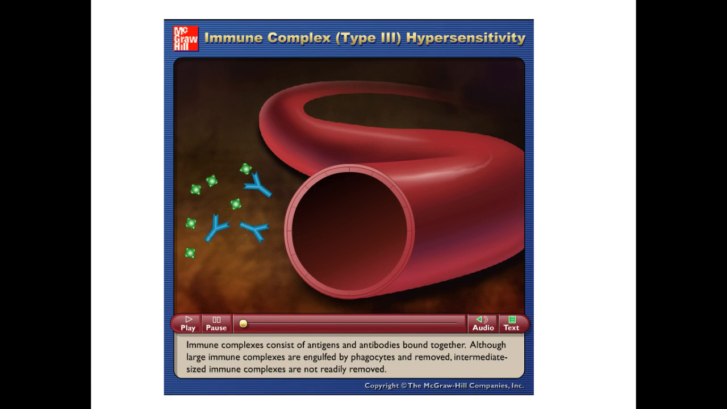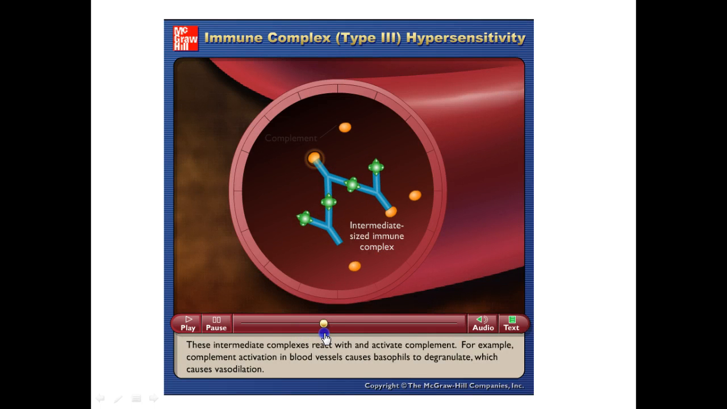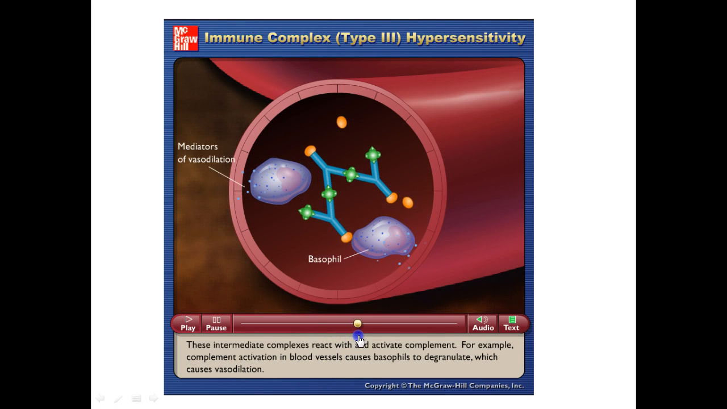So again, in order to make antibodies, you have to be exposed to an antigen, right? Produce the antibodies, and then the next time you're exposed, you get these antigen-antibody complexes forming. The problem is that sometimes if you have too many, intermediate-sized ones like this could stay in the blood vessels. They can activate good old complement, right? And we have what happening inside our blood vessel? Inflammation, right, and deterioration of that blood vessel.